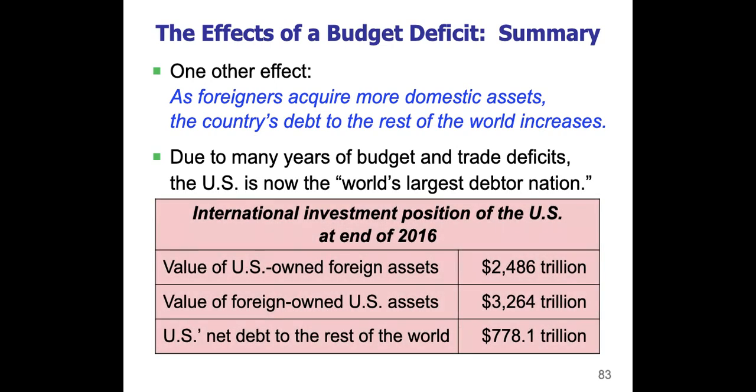It also complicates some of our other relationships in the world, geopolitical relationships, military relationships, and such. You can see here down below, this is real data at the end of 2016, how much of American-owned foreign assets there are compared to foreign-owned American assets, and how much debt, US debt, is owed by the American government to the rest of the world.